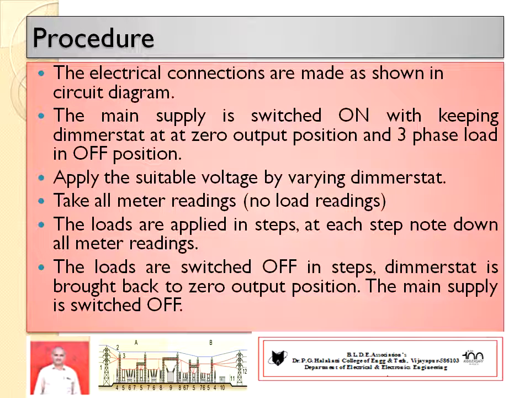The loads are applied in suitable steps. At each step note down all meter readings, that is line voltage, line current and wattmeter readings for every step. After conducting the experiment, before switching off, we have to remove the loads step by step, switching them off. Then go to the dimmerstat, and the applied voltage is brought back to the 0 output position. After this, the main supply is switched off.